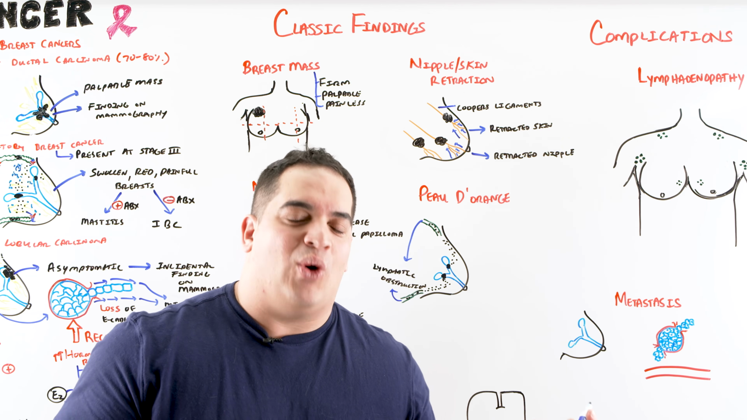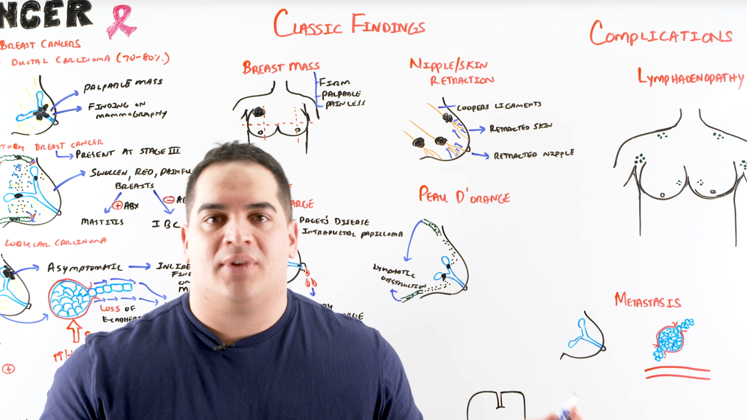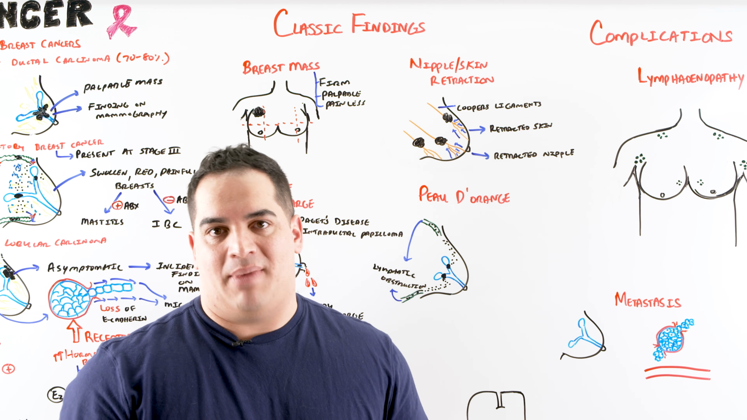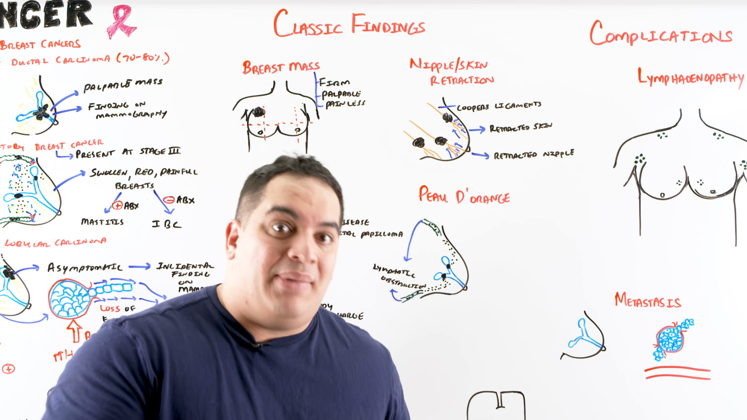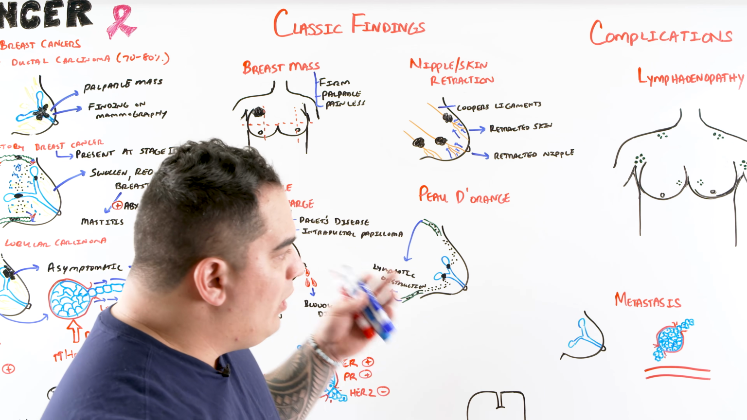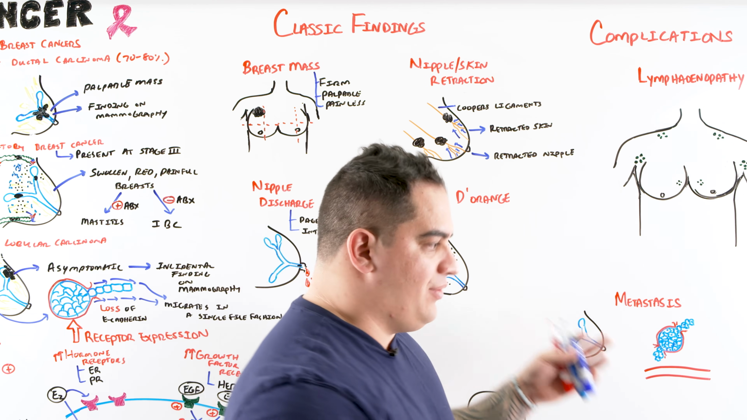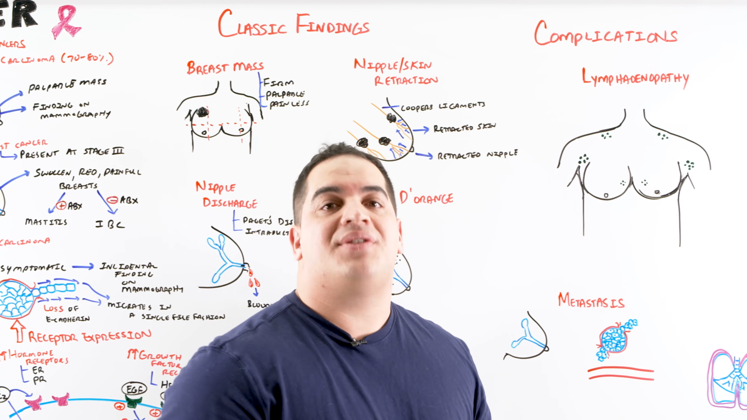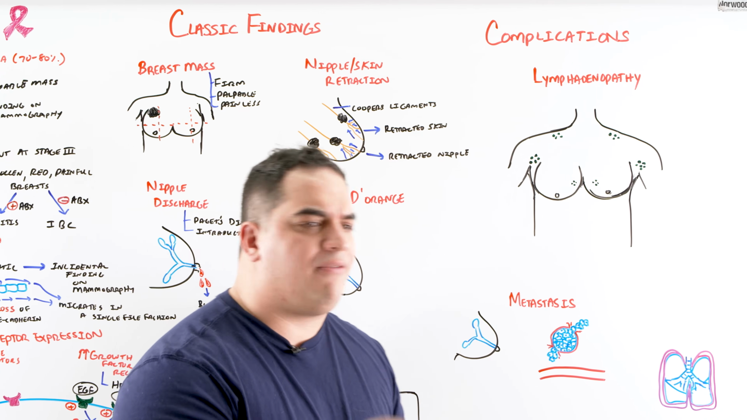But again, what did I tell you? Oftentimes, more than not, the patient will come in asymptomatic, they'll get screening, and we'll find the breast mass. With that being said, when a patient has breast cancer, there are complications that one needs to think about. And the first thing is lymphadenopathy. That's usually the first place.